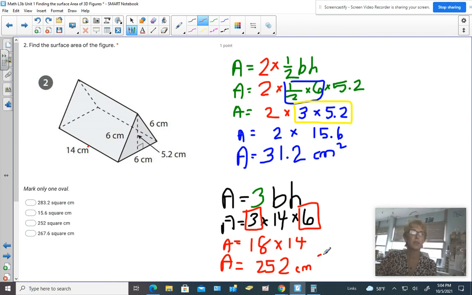Now the only thing left you have to do, my lights went on again, the only thing left you have to do is add this, which would represent the 2 triangles, and this, and then you'll have the right answer. All right, good luck finishing that up.